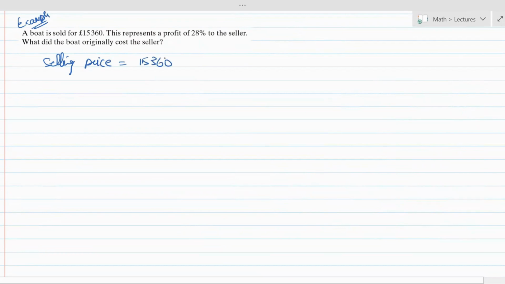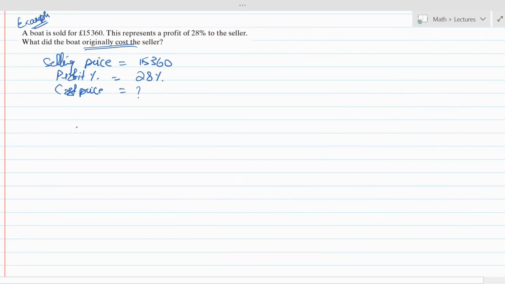15,360. This represents a profit of 28%. So we have the profit percentage. Here we have been given the profit percentage, which is 28. What did the boat originally cost? Originally cost means the cost price, which is what needs to be found.